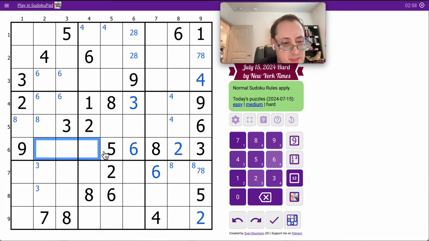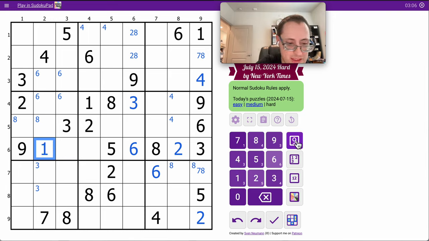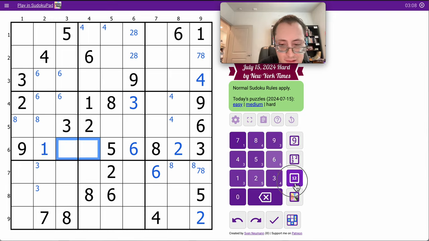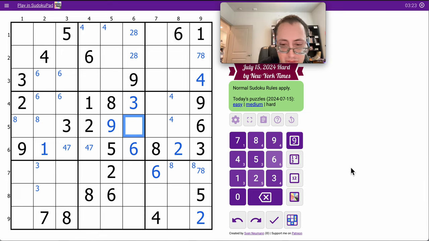See, this is a triple. What appears to be 1, 4, 7, yep, which one can only go in this cell. Oh, well, that can't be 9 either. We know that's not 9. So 9 is placed in box 5. This is the other of 4, 7 to go along with it.